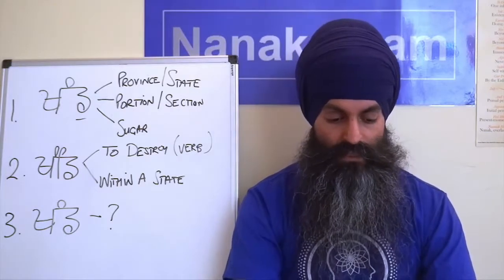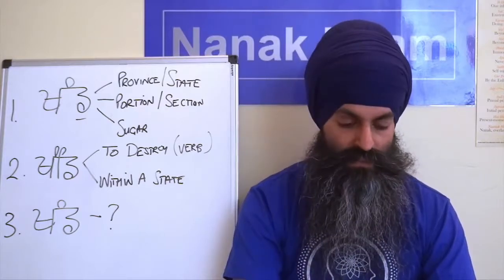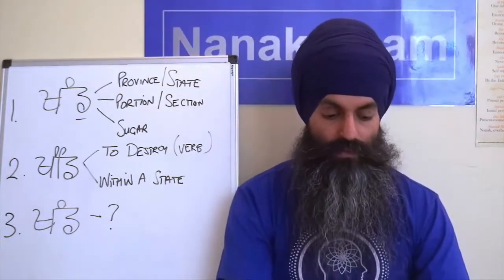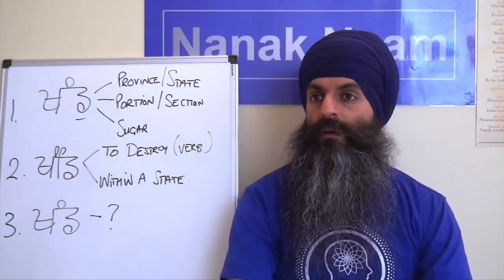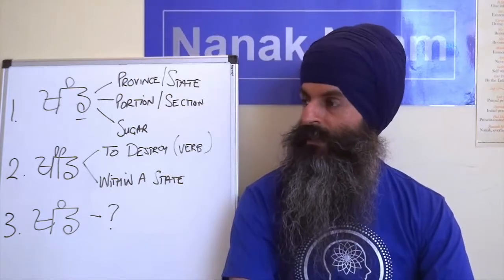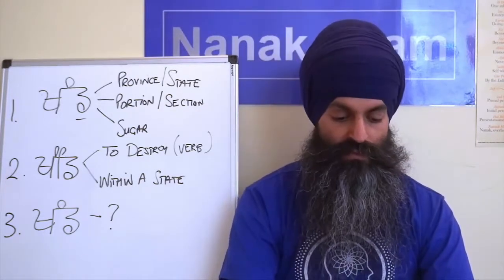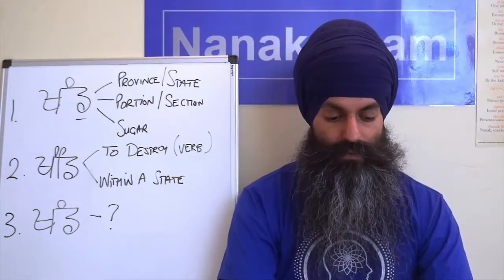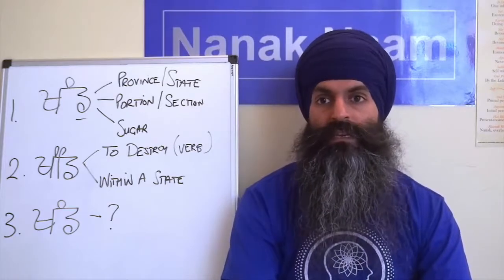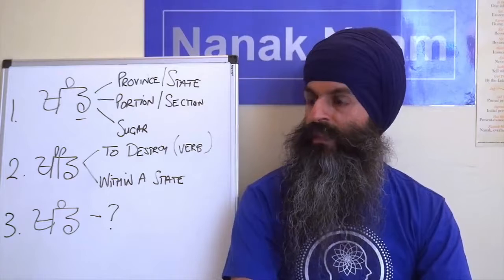Now, if we look at another spelling of the word Khand, where we take the onkar out, but we have a sihari on the last letter here. So usually when you have a word which begins with an onkar and that's been replaced by a sihari, then it means within that noun. So if we say that Khand with an onkar means a large piece of land or a state or a province, then with a sihari it means within that land, within that state.